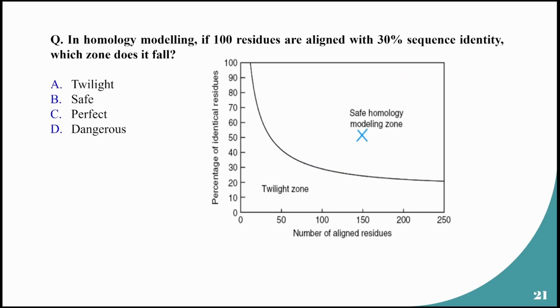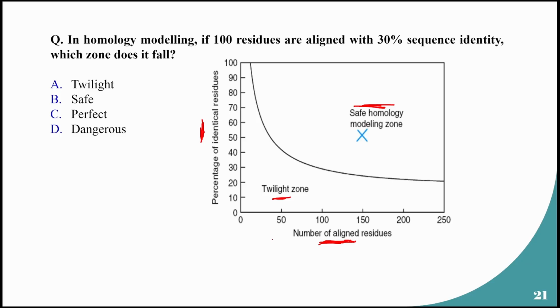Now for homology modeling, as Professor Gomeha went over, if you plot the number of aligned residues, you have to do sequence alignment for homology modeling, right? If you plot the number of aligned residues with the percentage of identical residues, you get a plot like this. Okay, here the entire space is divided into two zones. One is called the twilight zone, another is called the safe homology modeling zone.